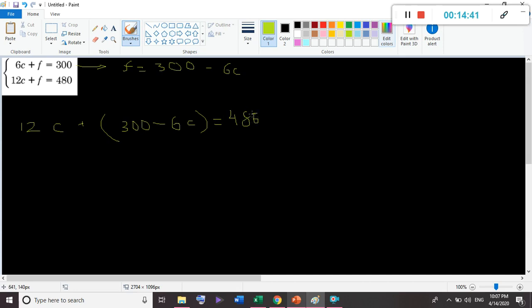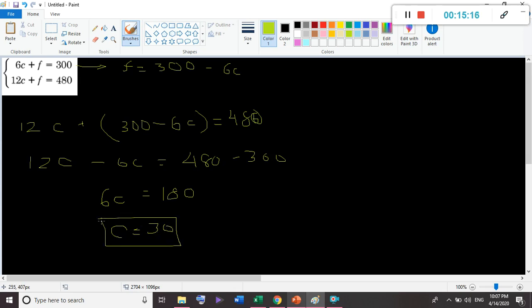Now we're going to put like terms together. It's going to be 12C minus 6C equals, and we're going to move the 300 over there, so 480 minus 300. Okay, so 12C minus 6C is going to be 6C. 480 minus 300 is going to be 180. Now we're going to divide everything by 6, which is 180 divided by 6 equals 30.